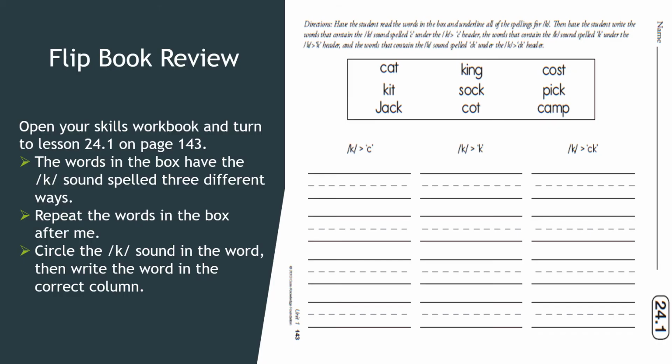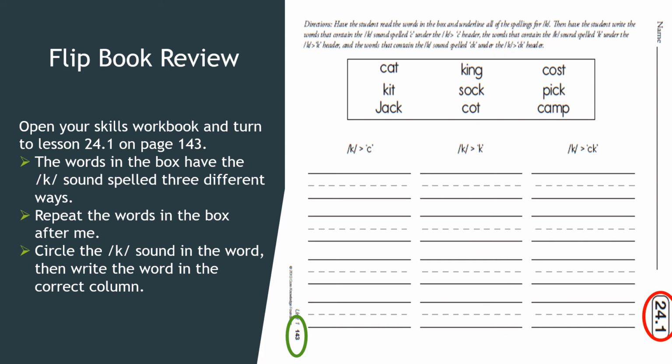Now let's finish up this lesson with a review. Go ahead and open your skills workbook and turn to lesson 24.1. That's your Unit 1 skills workbook with the cat on it. on page 24.1. That number's in the upper right-hand corner of your workbook. This will be found on page 143. Page 143 in the bottom right-hand corner of your workbook. If you need to pause or stop this video at any time, please do so that you may do your work or find your page number.